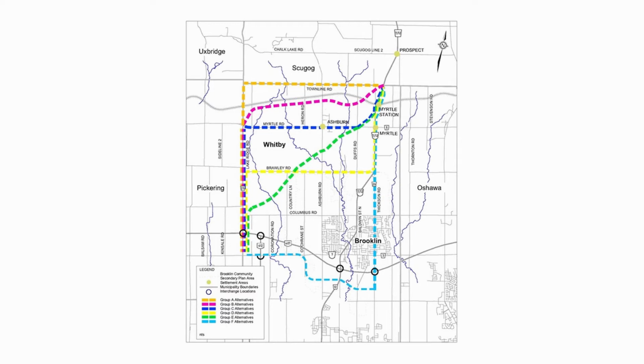The draft study design report illustrates a long list of potential corridors for Highways 7 and 12. This initial list of alternatives is open to public comment.